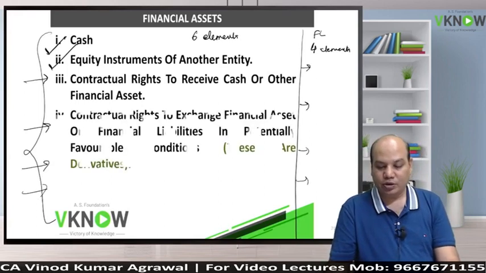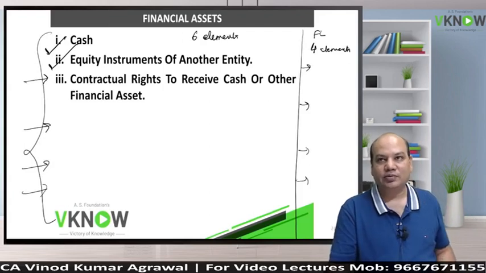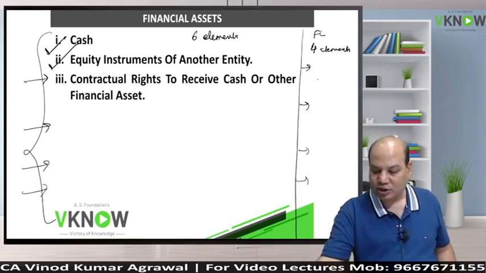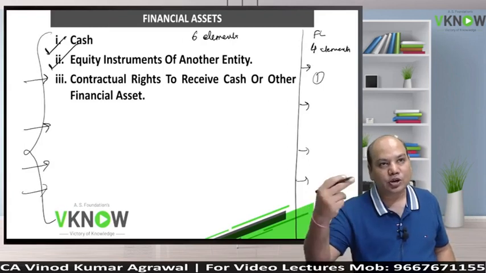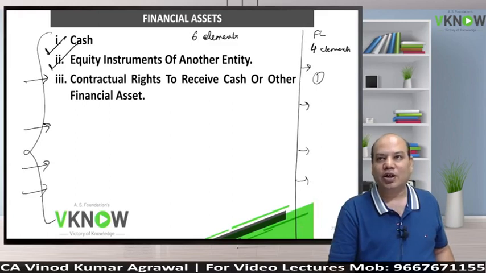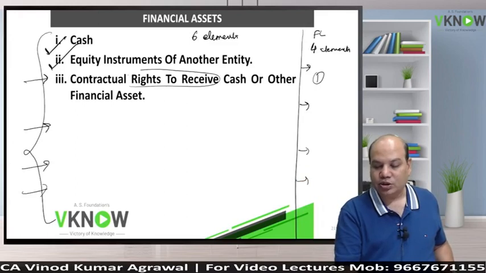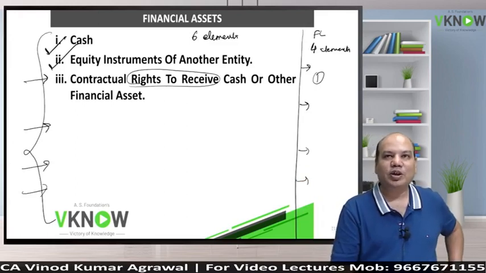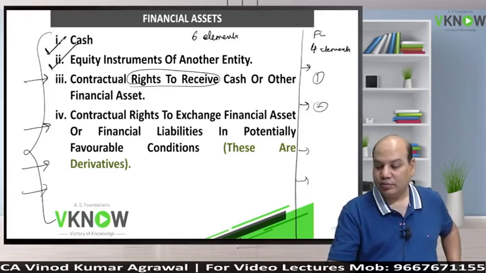See, the third point is a contractual right to receive cash or another financial asset. What was mentioned in element number 1 of liability? Contractual obligation to pay cash or another financial asset. The obligation to pay has become a right to receive. Easy to remember.